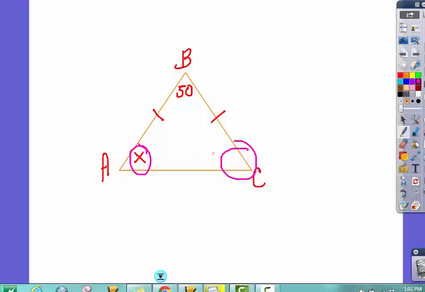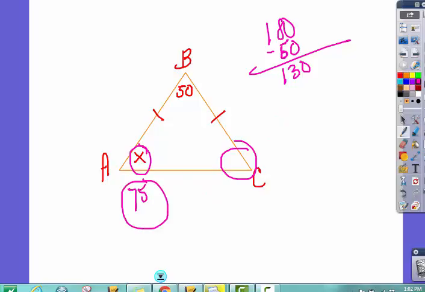Well, if they're the same, I can figure out what X is by going 180 minus the 50 that is already used. Leaves me with 130. Divide that in half because 130 has to get split equally between the two angles, and each one is going to have to be 75 degrees.